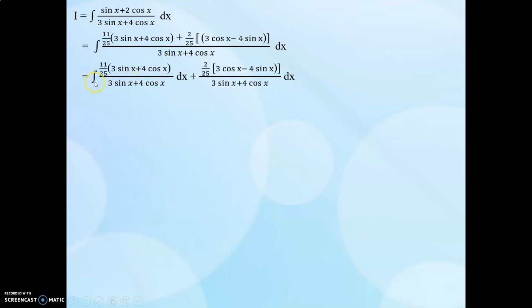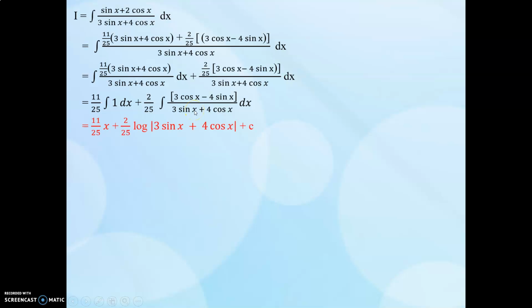So I is equal to the integral of [11 upon 25 into (3 sin x + 4 cos x) plus 2 upon 25 into (3 cos x − 4 sin x)] upon (3 sin x + 4 cos x) dx. There are two terms in the numerator, so we can divide this. In the first term 11 upon 25 is a constant, so you can take it out. After cancelling these two, you will get the integral of 1 dx, and 2 upon 25 is a constant, you can take it out. Here the numerator is the derivative of the denominator. This is the integral of f dash x upon f of x format. Directly you can use the corollary.